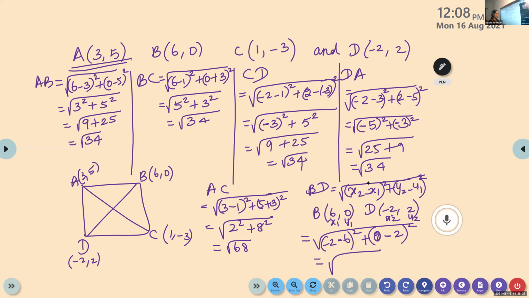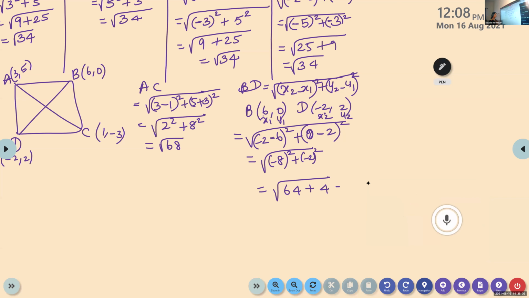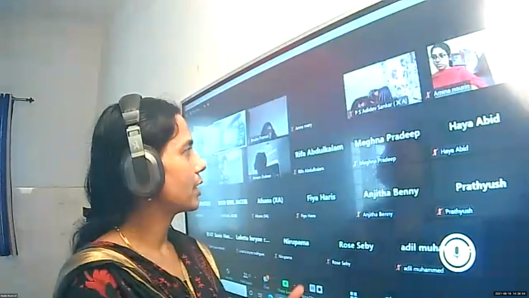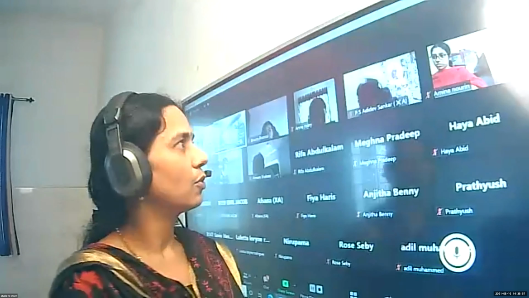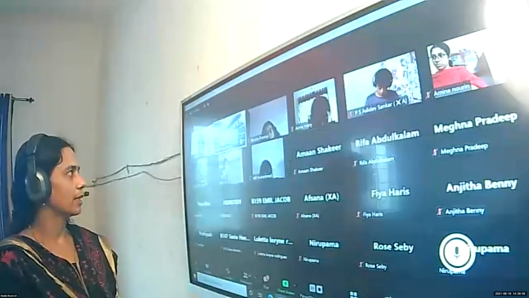So whether the diagonals are equal? What about the diagonals? AC is equal to BD. Is it equal? We get all the four sides are equal and the diagonals are equal. Therefore, the given vertices form a square. It forms a square. Is it okay, Bhadra?